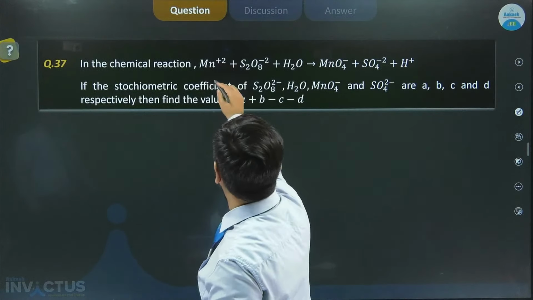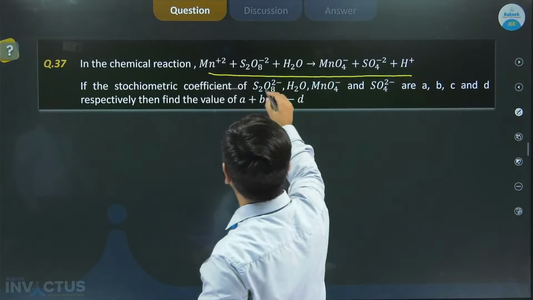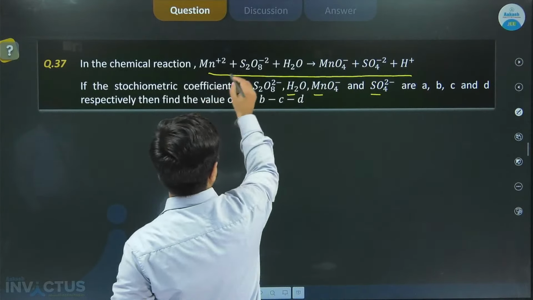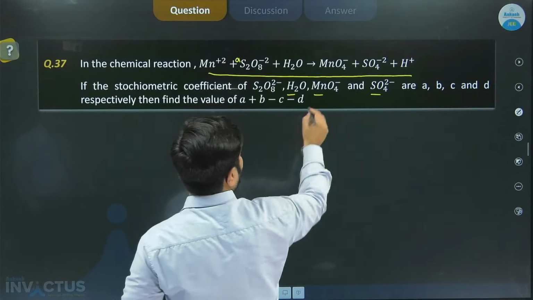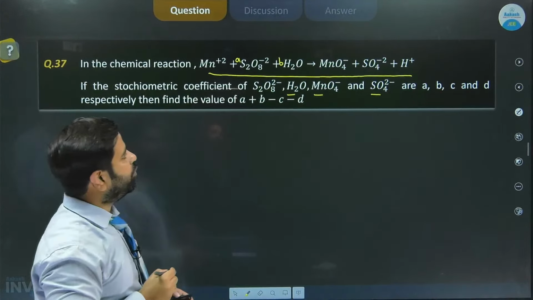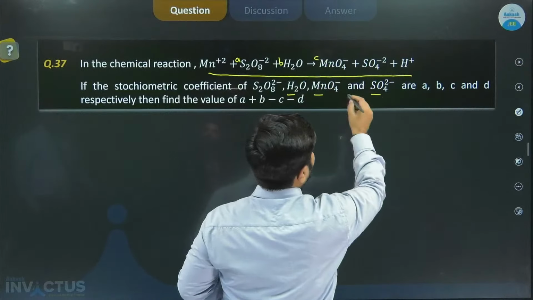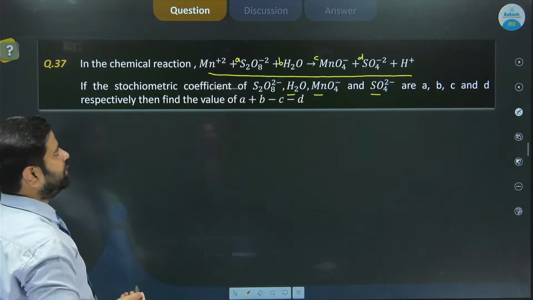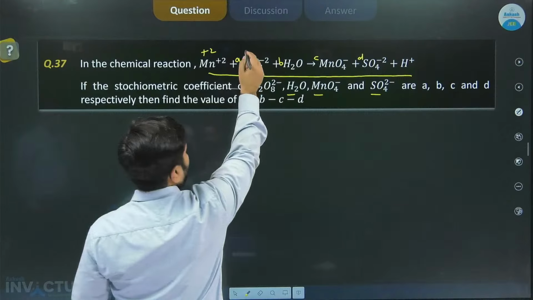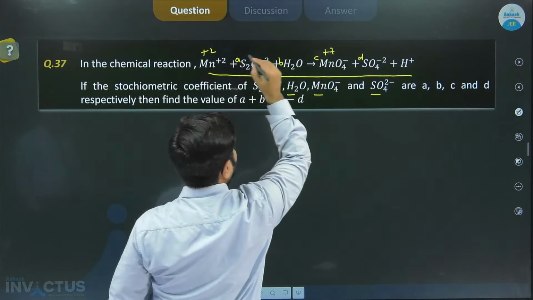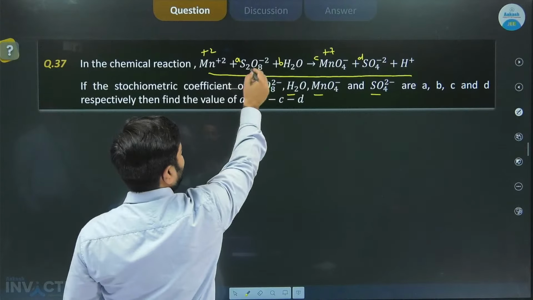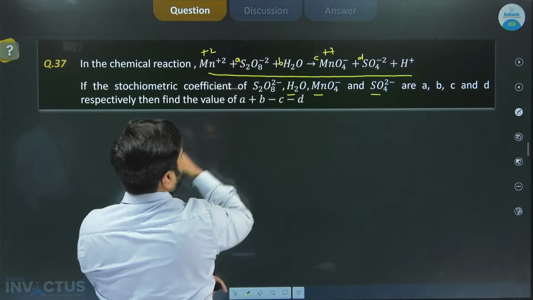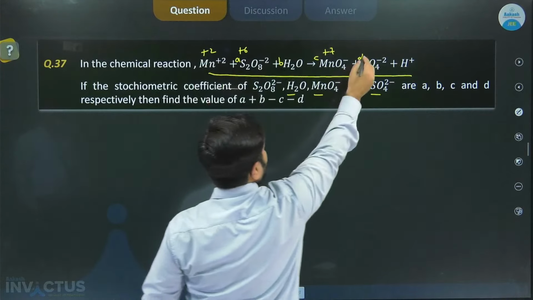In the chemical reaction, this is given to you. The coefficients of S2O8, H2O, MnO4 minus, SO4 2 minus are given A. Its coefficient is A, its coefficient is B, and MnO4 minus coefficient is C, and SO4 2 minus coefficient is D. How can we find out the coefficient? We can simply balance the reaction. It is having a +2 oxidation state. It is having +7 oxidation state. And what is the oxidation state of this? 2x minus 16 equal to -2. So it will have a +6 oxidation state, and this also +6 oxidation state.